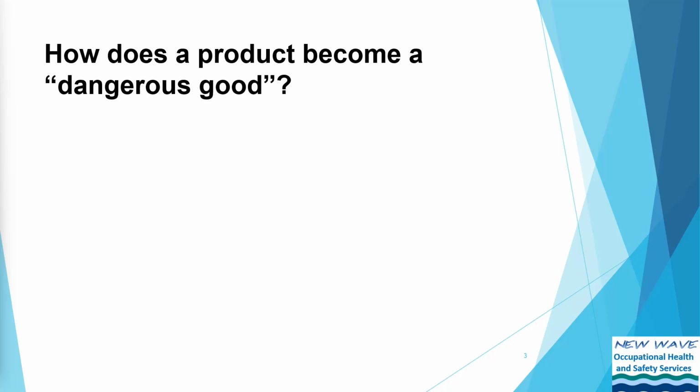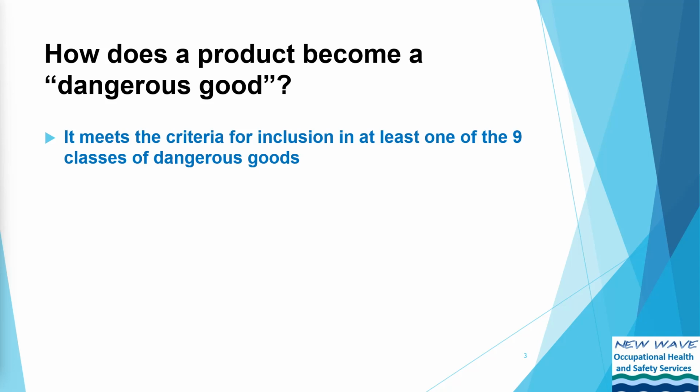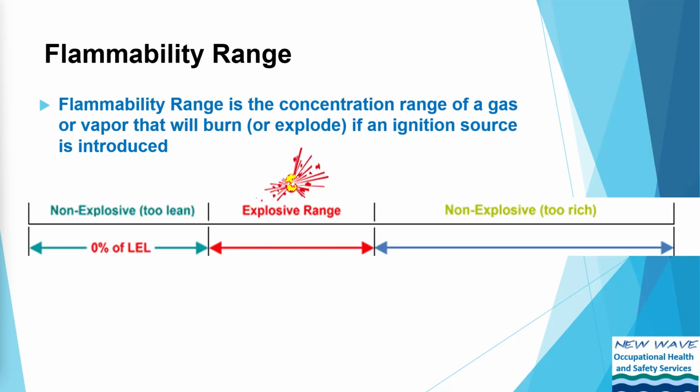But how does a product become a dangerous good? Well, there are a couple ways. First, it meets the technical criteria listed in detail in the regulations for inclusion in at least one of the 9 classes of dangerous goods. But before I discuss this statement in more depth, I want to introduce a concept. That is the flammability range.